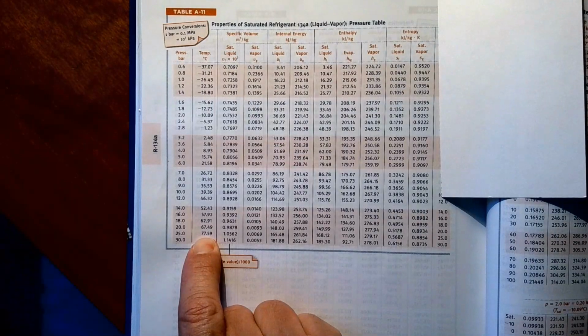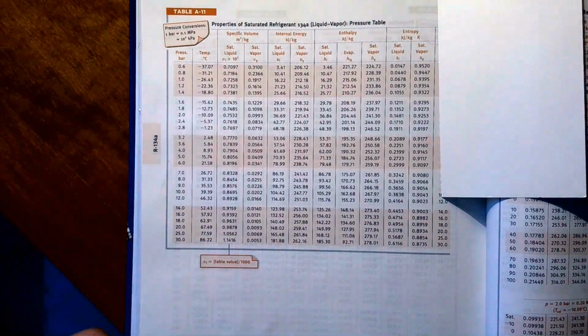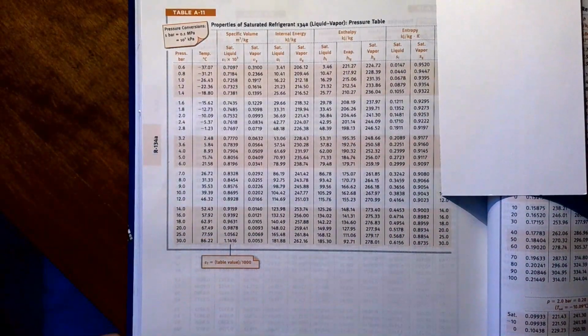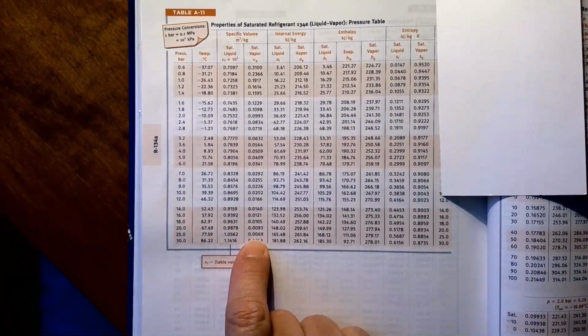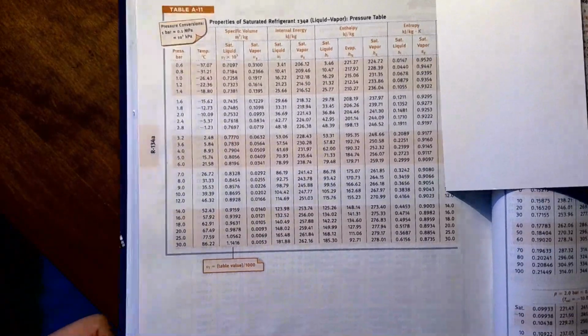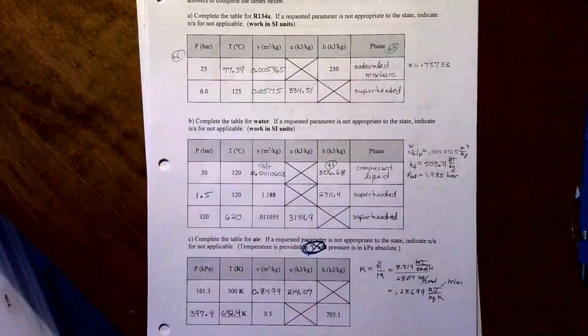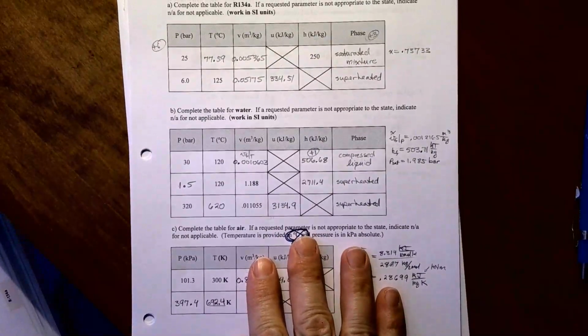There's no reason to put 77.6 there. I know it's really close. 77.59 is the temperature. Quality ended up being 0.73 like we talked about before. So that's the first state for the refrigerant. The second one was at 6 bar.